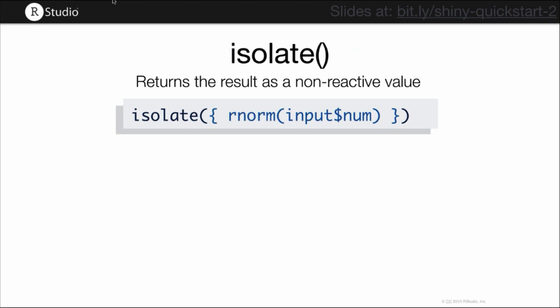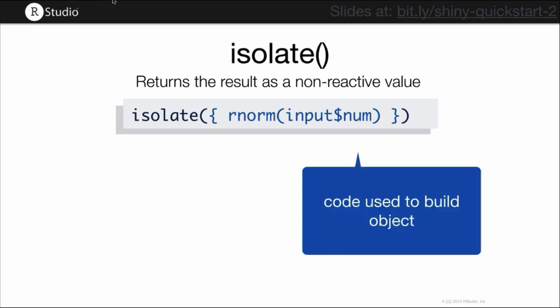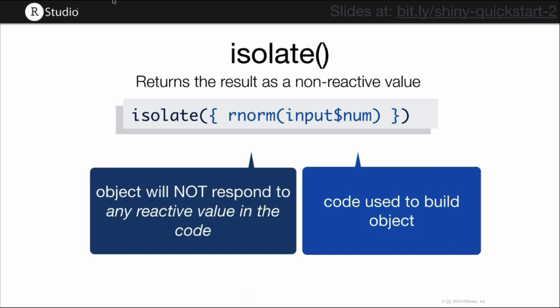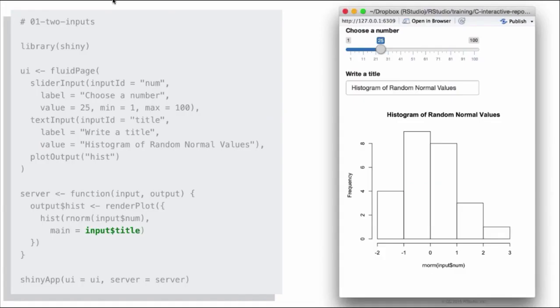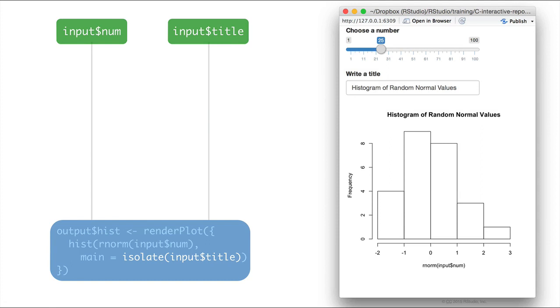The arguments for isolate are similar to the functions we looked at already. It just takes a block of code that it uses to build its result, but then the result will not respond to any reactive value in the code. The result will be inert. So if we wanted to use isolate in this app, and we only want input$title to be non-reactive, then what we would do is surround input$title where it appears in the app with isolate. So isolate is going to fetch the value of input$title, but it's going to give back the value in a non-reactive state. In practice, this means that once we put isolate around input$title, the observer object won't have a dependency on input$title. It'll use input$title, but it won't react to it.